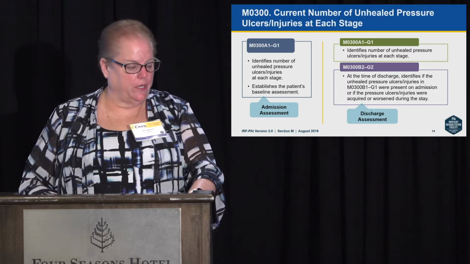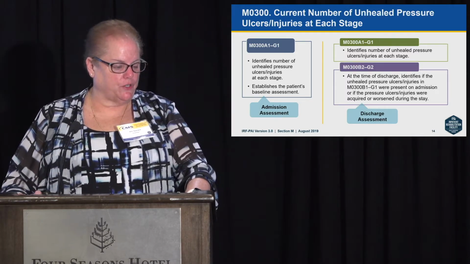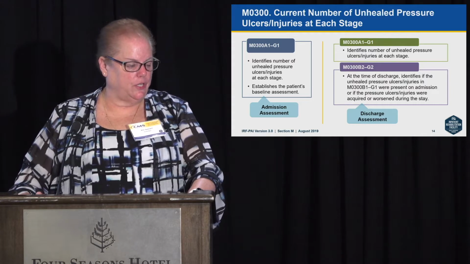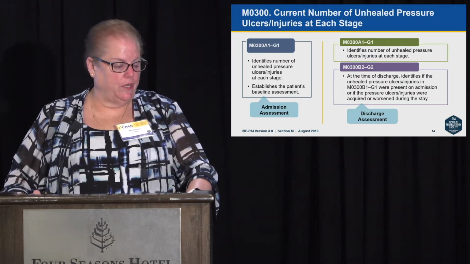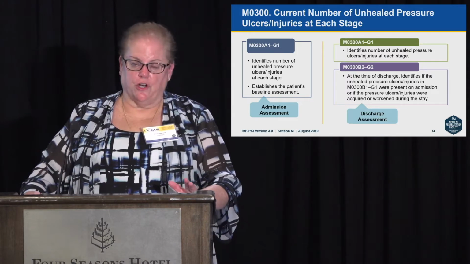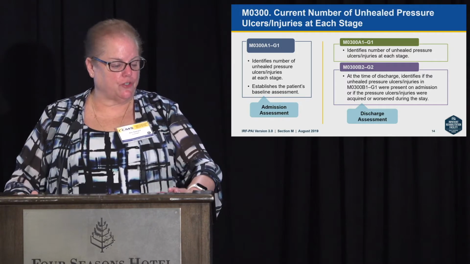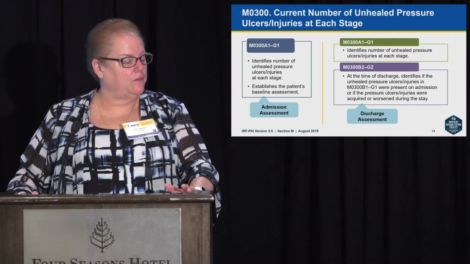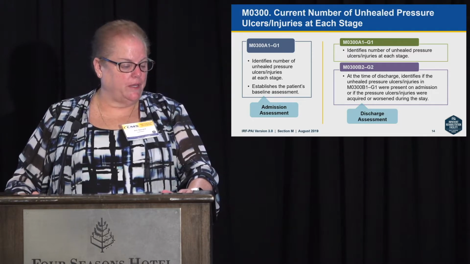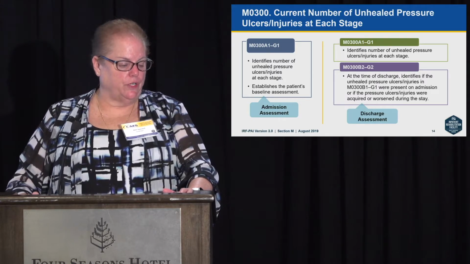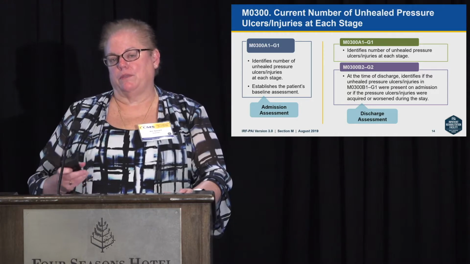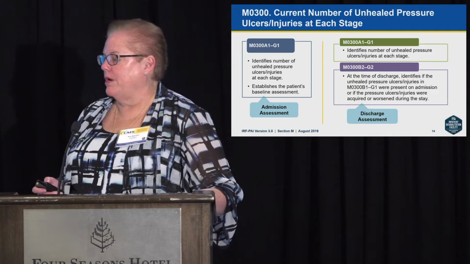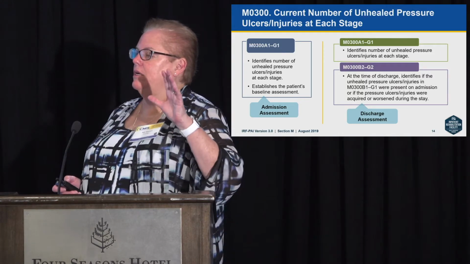M0300A1 through G1 identifies the number of unhealed pressure ulcers or injury at each stage. And M0300B2 through G2, these are done at the time of discharge, and it identifies if the unhealed pressure ulcer or injury in M0300B1 through G1 were present on admission, or if the pressure ulcer or injury were acquired or worsened during the stay. And we are going to do some scenarios around that.